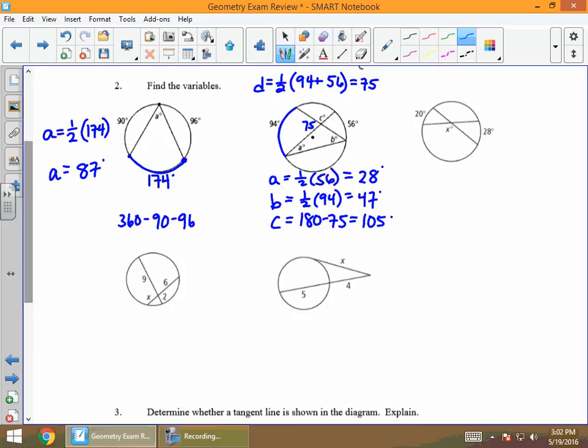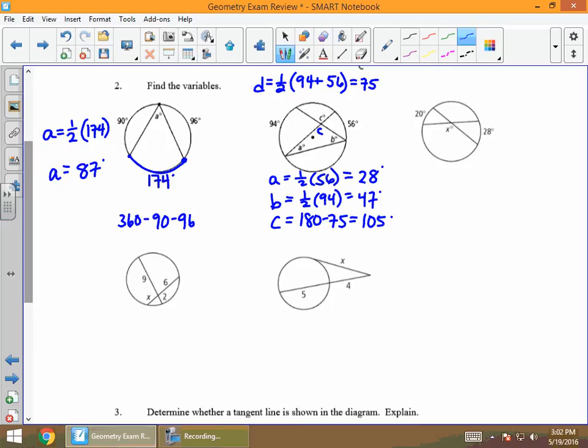Another way to find C, if you didn't like doing what we did to start with, I can look at the vertical angles and say that that is also C. And then the triangle that is made up of angles A, B, and C, I could add those up and set it equal to 180 as well. So two different options to do the same problem.